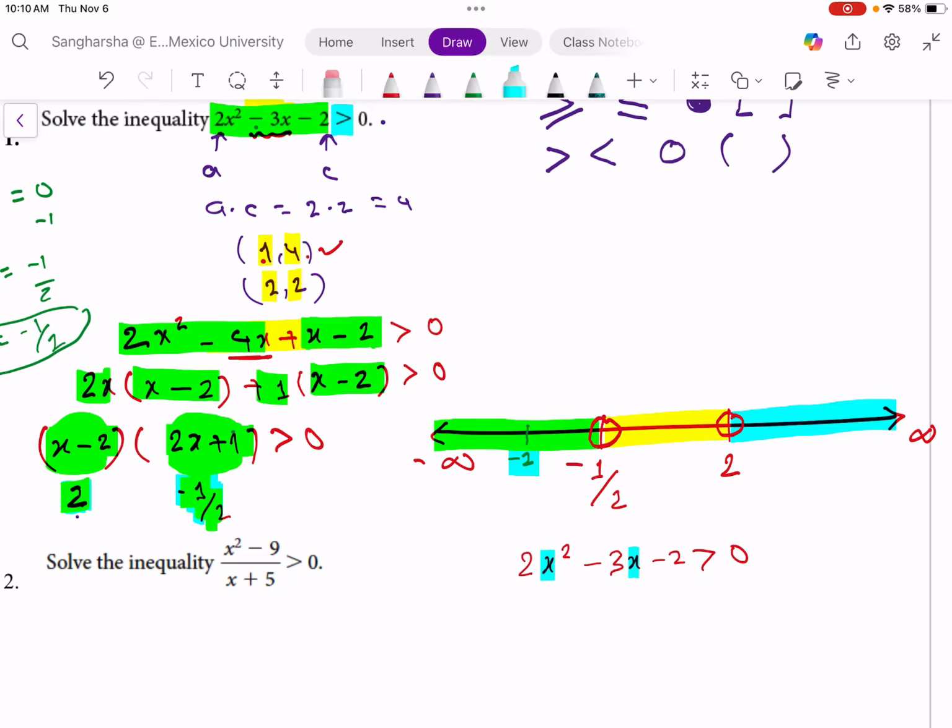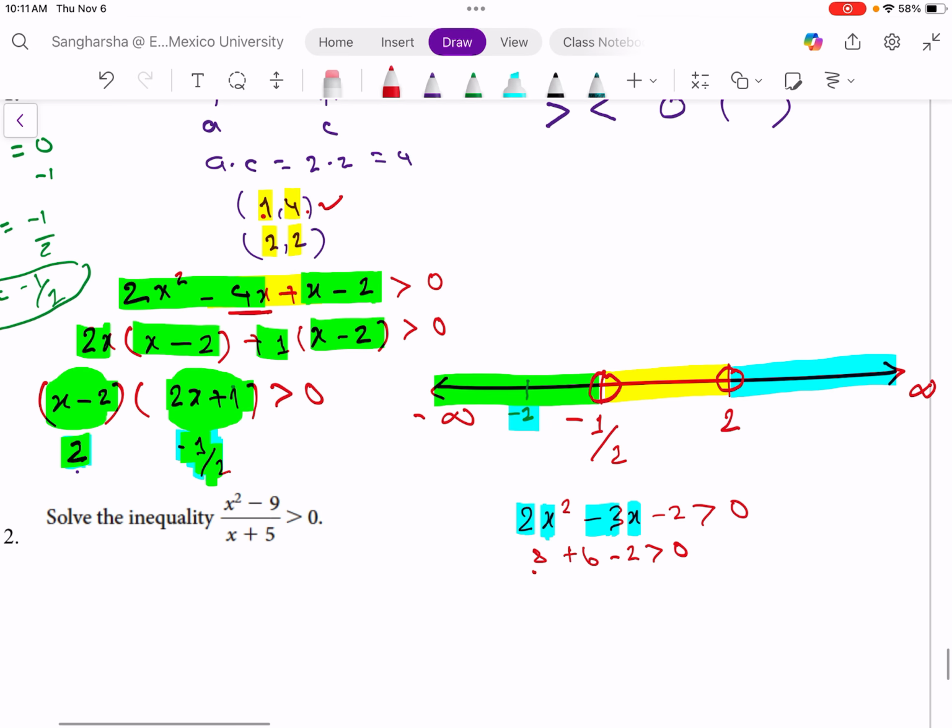So let's do this. Negative 2 squared is positive 4. Positive 4 times 2 is 8. Minus 3 times x, which is negative 2: negative 3 times negative 2 is positive 6, minus 2 greater than 0. So 8 plus 6 is 14. 14 minus 2 is 12, greater than 0. Is it true or false? 12 is greater than 0. It's true. It means this interval is a solution.